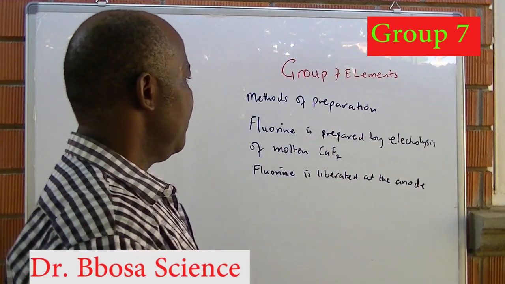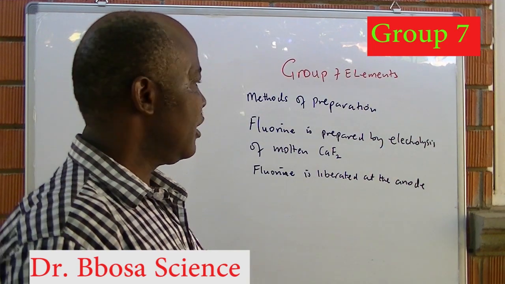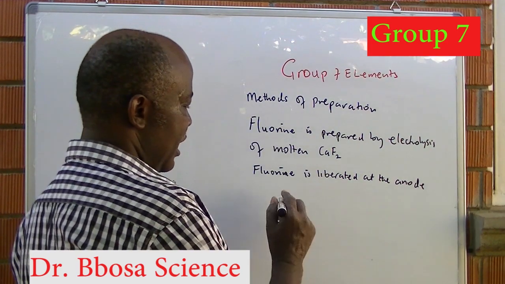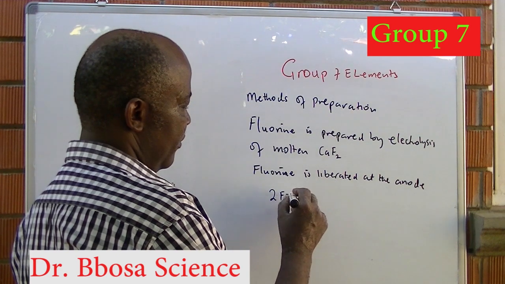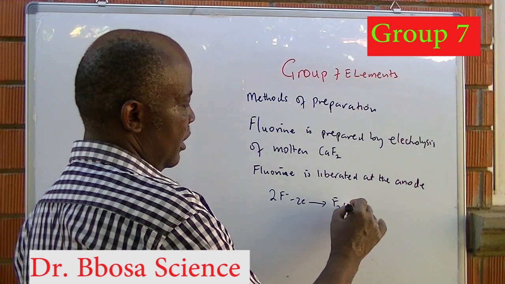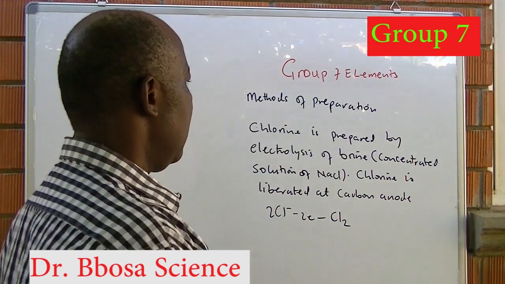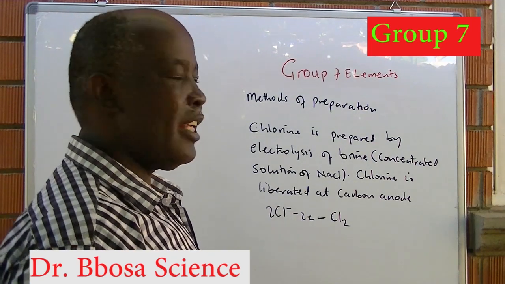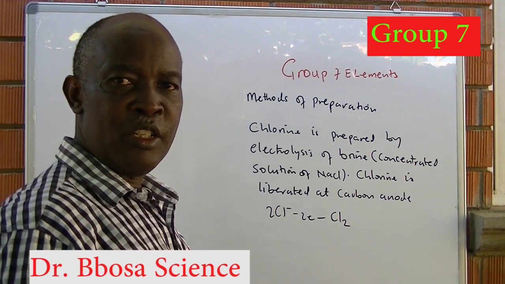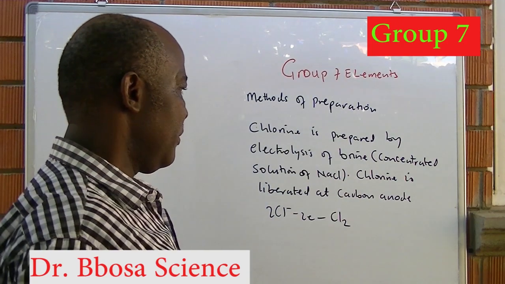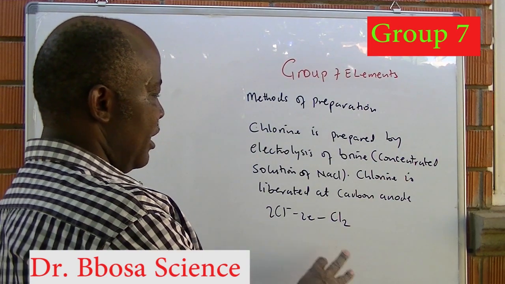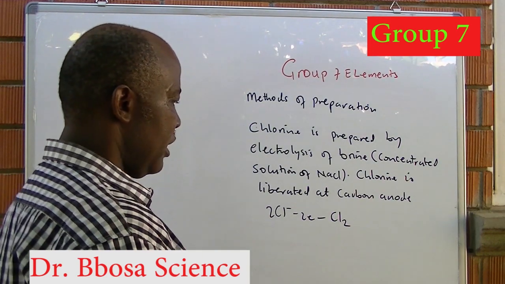Methods of preparation: fluorine is prepared by electrolysis of molten calcium fluoride. Fluorine is liberated at the anode: 2F⁻ minus 2 electrons gives fluorine gas. Industrially, chlorine is prepared by electrolysis of brine. Brine is concentrated sodium chloride solution. Chlorine is liberated at the carbon anode: 2Cl⁻ minus 2 electrons gives chlorine gas.